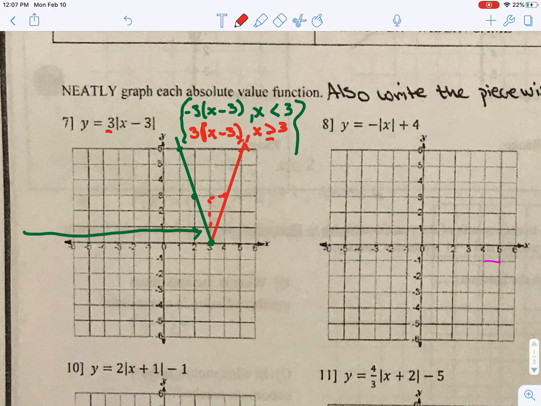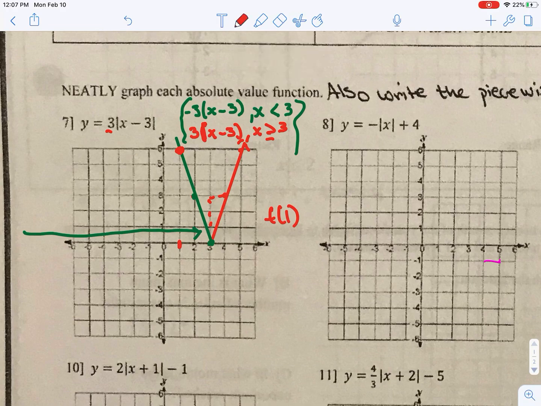And you can kind of see how this works. So for example, right here, take this point. That would be +1. So like f of 1. Well, 1 is less than 3, so I would have to put it into my green equation. Oops, I wonder if I can undo that. Yes.